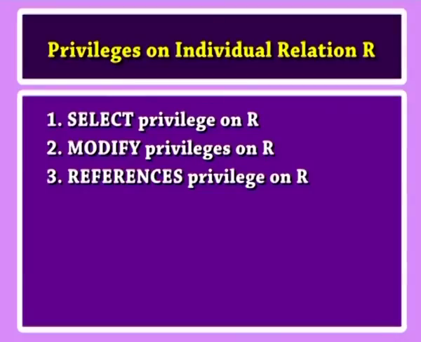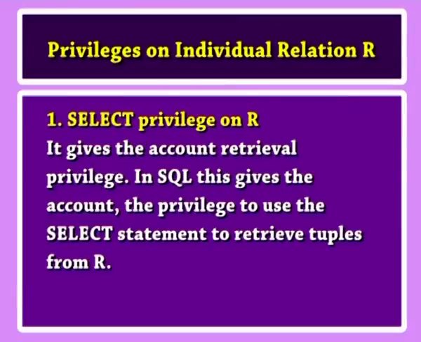The owner account holder can pass privileges on any of the owned relations to other users by granting privileges to their accounts. In SQL, various privileges can be granted on each individual relation R, such as number 1, select privilege on R. It gives the account retrieval privilege. In SQL, this gives the account the privilege to use the select statement to retrieve tuples from R.